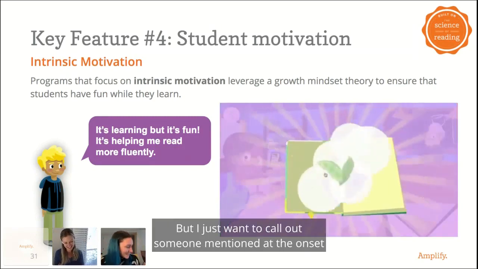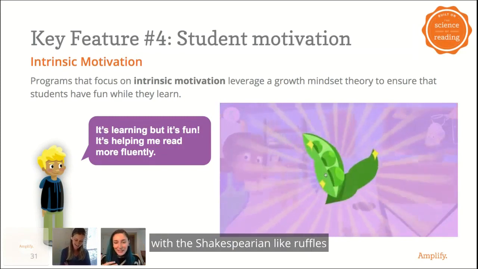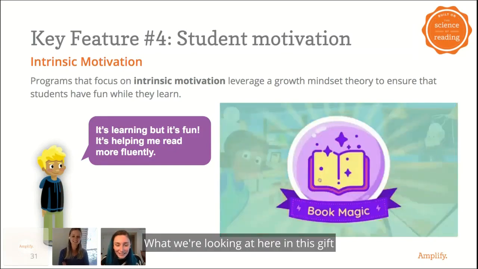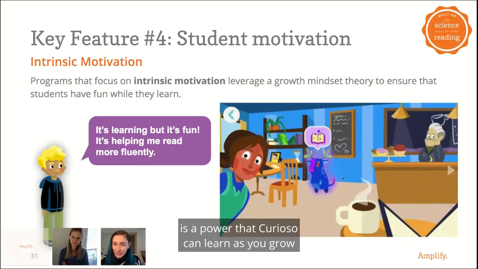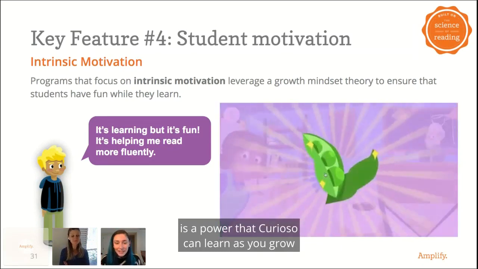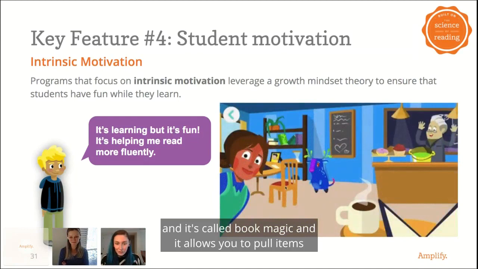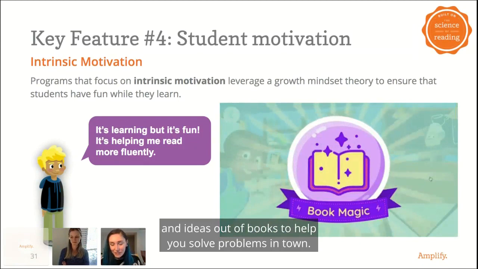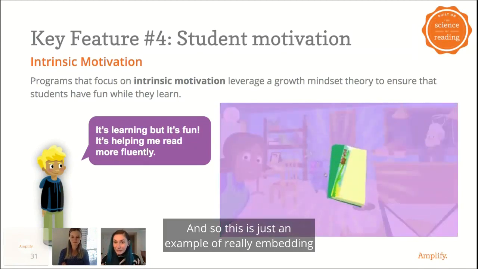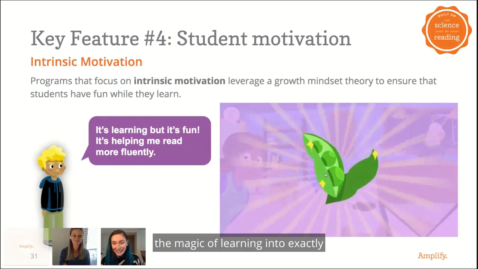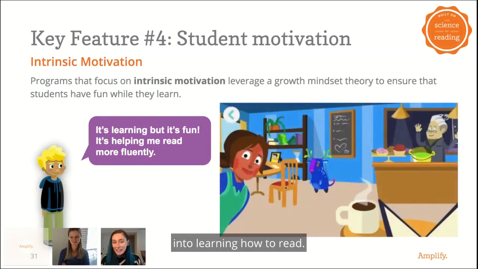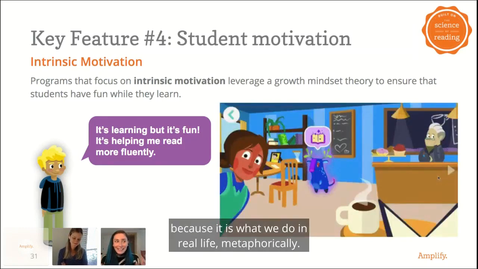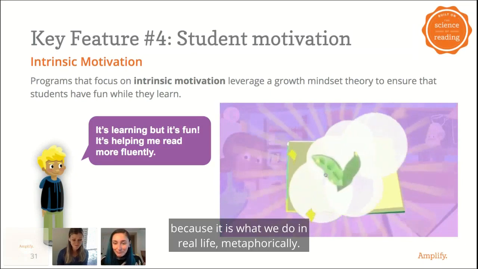So someone mentioned at the onset the Shakespearean ruffles. It was a literary customization. What we're looking at here in this GIF is a power that Curiosos can learn as you grow, and it's called Book Magic. It allows you to pull items and ideas out of books to help you solve problems in town. And so this is just an example of really embedding the magic of learning into learning how to read. I just love that example so much because it is what we do in real life, metaphorically.